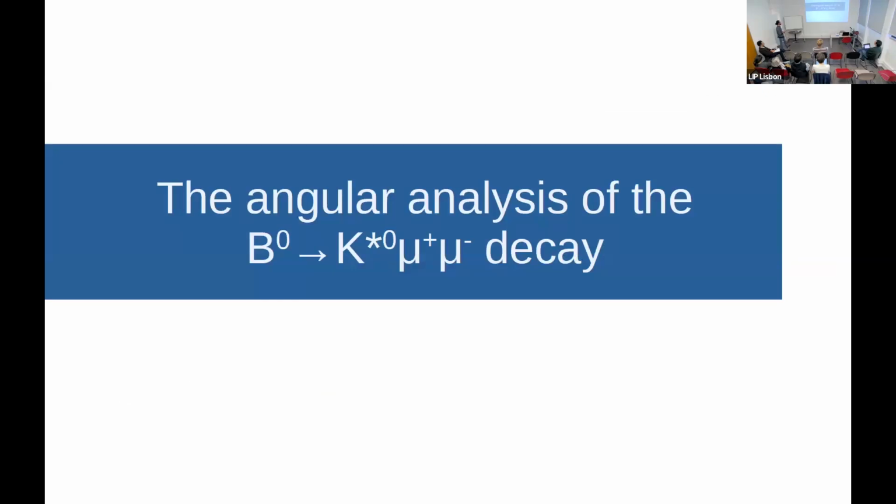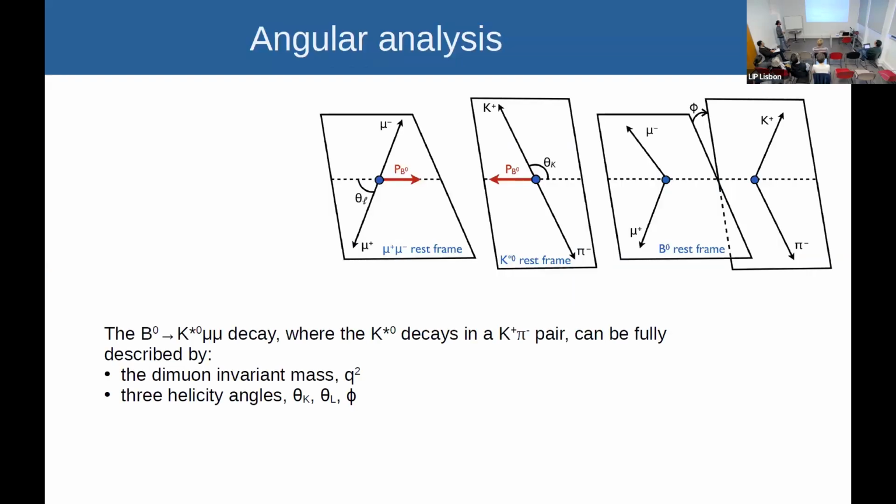So the angular analysis of this particular decay, the B0 to K star 0 mu mu. So what's an angular analysis? An angular analysis basically uses the angles between the final state particles involved in the decay and analyzes basically their distribution.